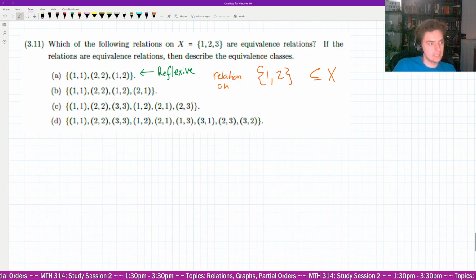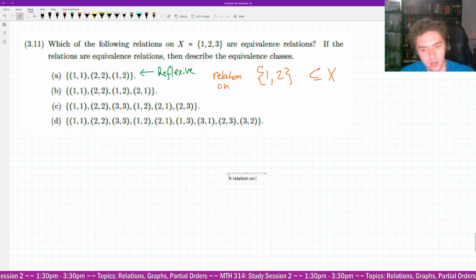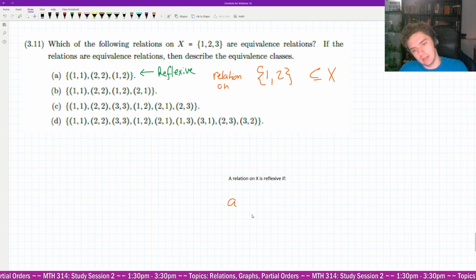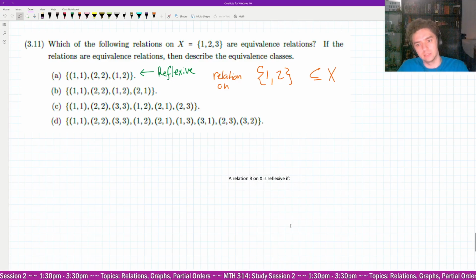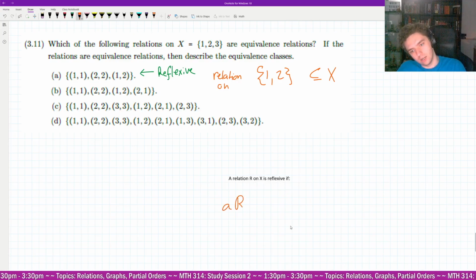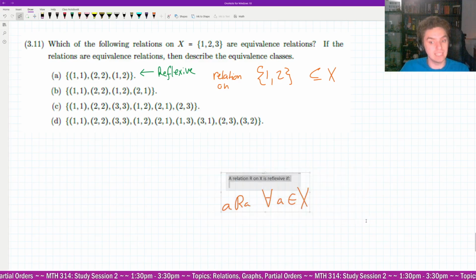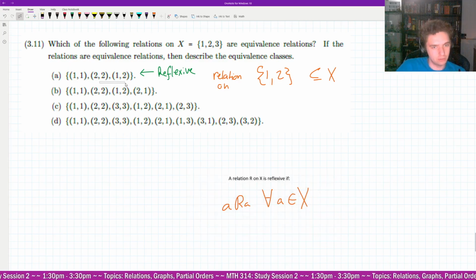Yes, I agree that is the definition. A relation R on X is reflexive if (a, a) is in R for all a in X, right? Yeah, absolutely. This is true. And so by this definition, which is the same definition, using this definition right here, this is not reflexive.